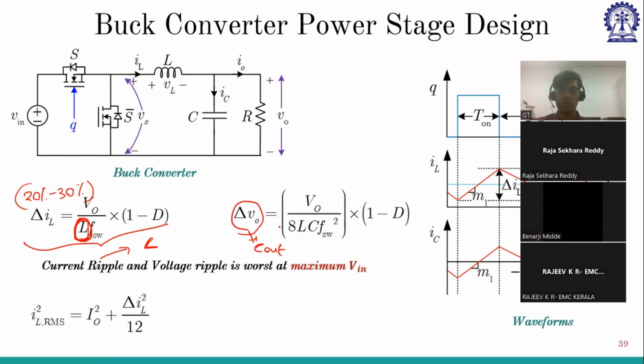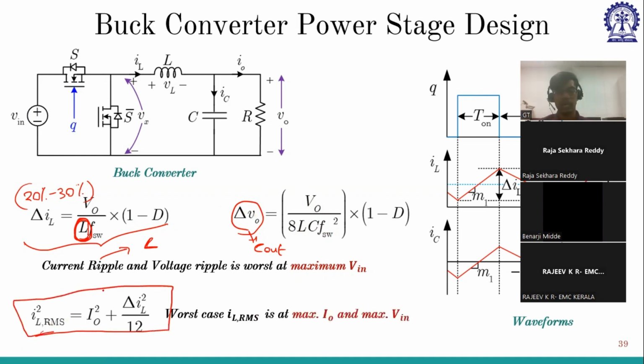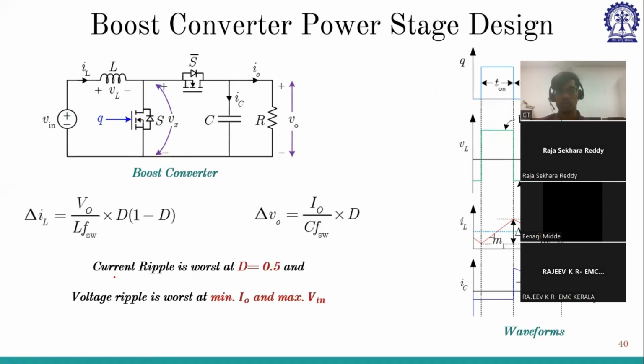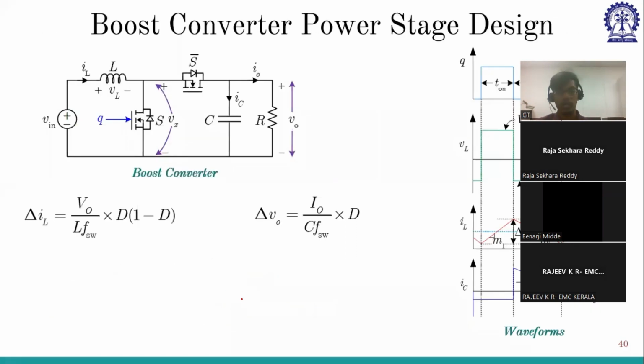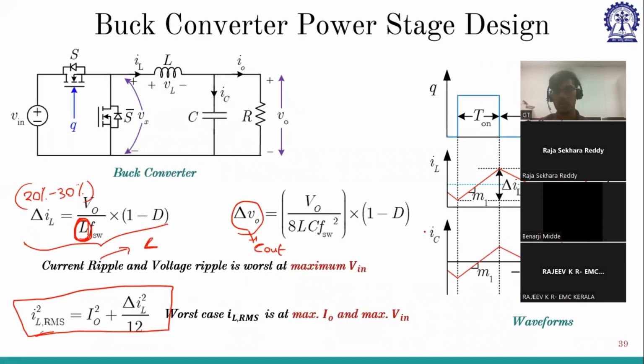Please go through those lectures. If you are facing any difficulty, please let me know in the next session. I will derive everything, all these expressions, how we are getting each of them. And IL RMS square is I naught square plus delta IL square by 12. Sir has explained how we get this in the previous course. This is the formula for deriving IRMS. So using this formula, you try to derive this expression.